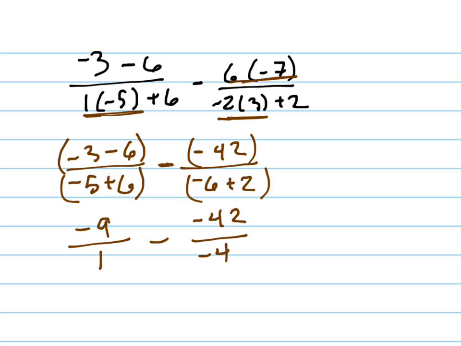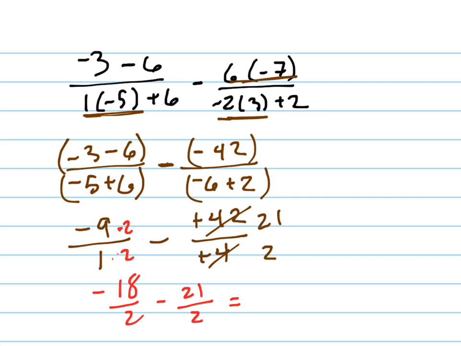Now simplify. Those become positive. 42 and 4 both have a factor of 2, so let's get rid of that. That becomes 21, that becomes 2. Now I multiply to get common denominators. I multiply this by 2 over 2. So I get -18 over 2 minus 21 over 2, which is, they're both negative, -39 over 2, which doesn't reduce.